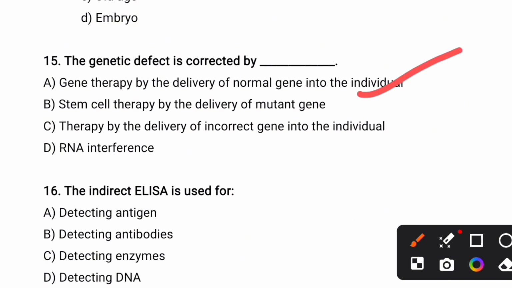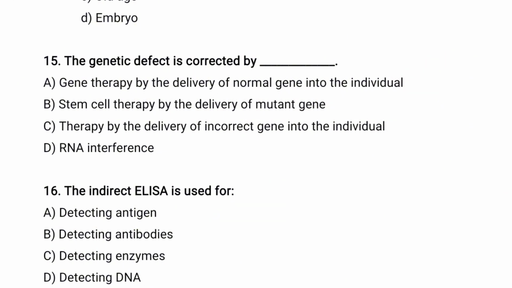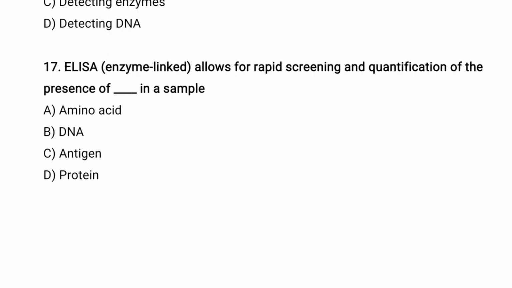The direct ELISA is used for. Options are detecting antigen, detecting antibodies, detecting enzymes, detecting DNA. For this, the correct answer is that it is used to detect the antibodies. Let's see the next question.